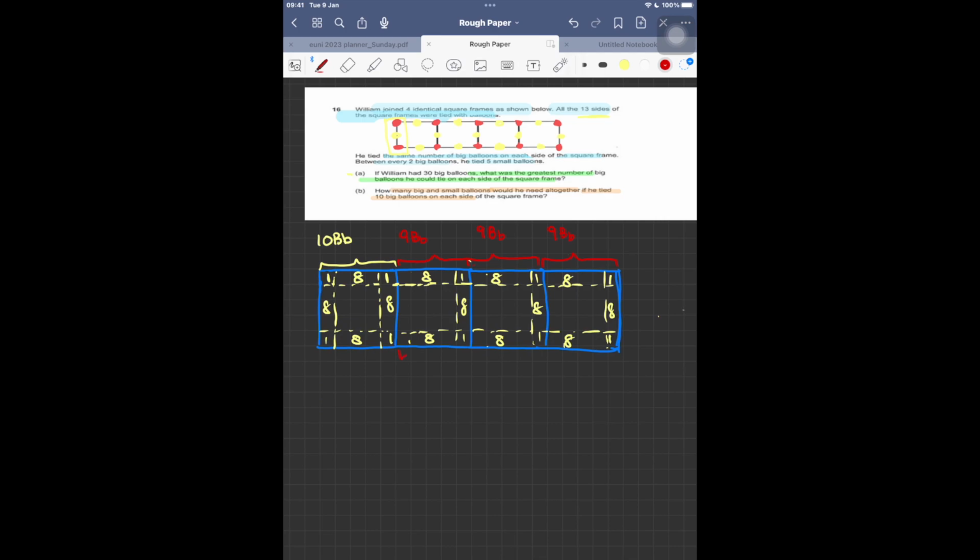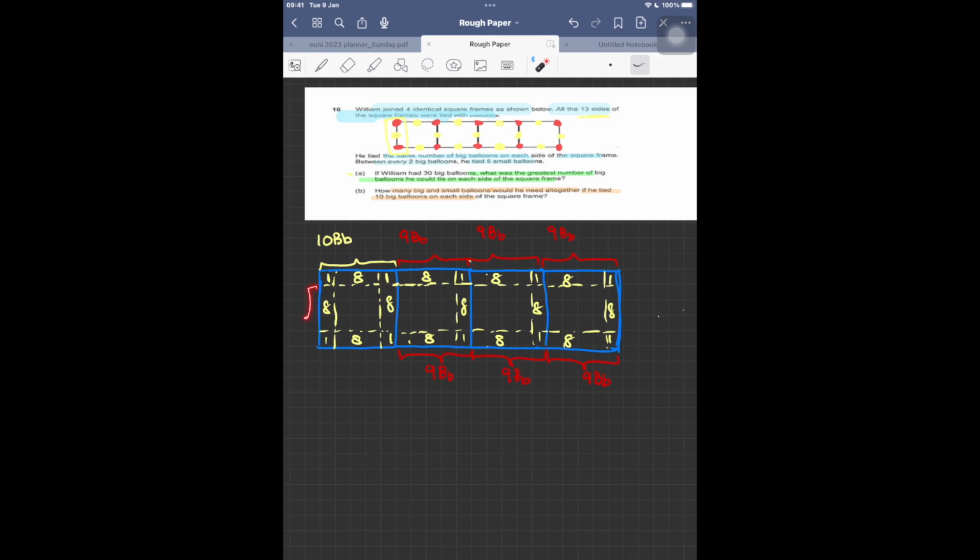Next. What about this side here? So this side here will be, okay, what about this side here? Here is 10 big balloons, right? But remember, I already count this one here, so I can only count from here to here.